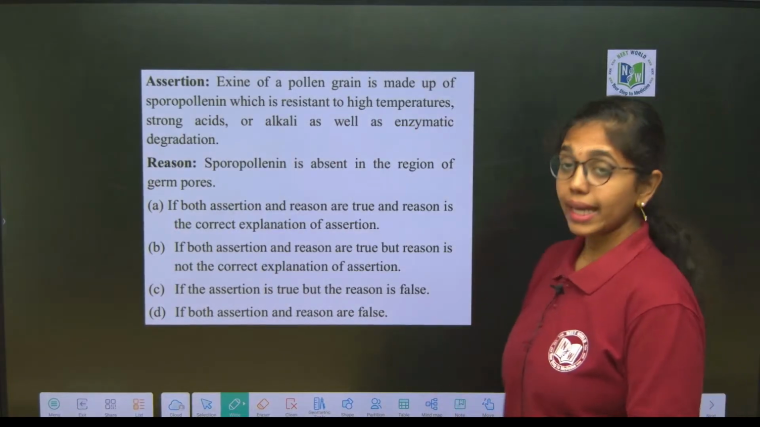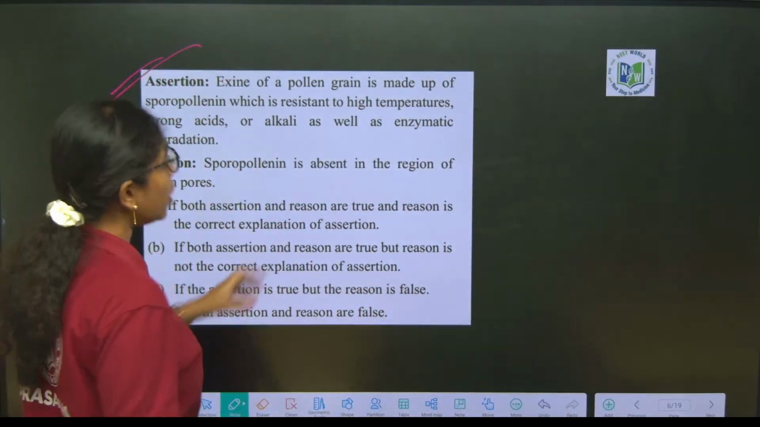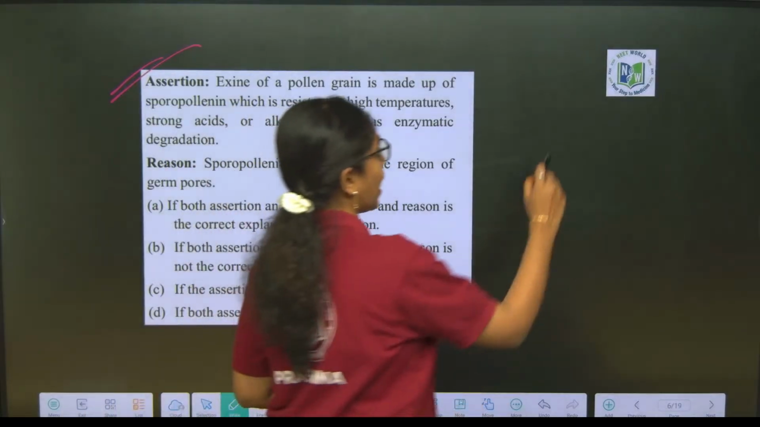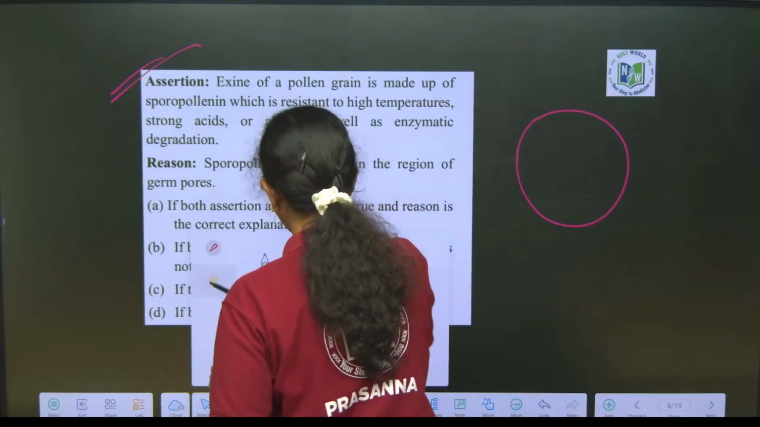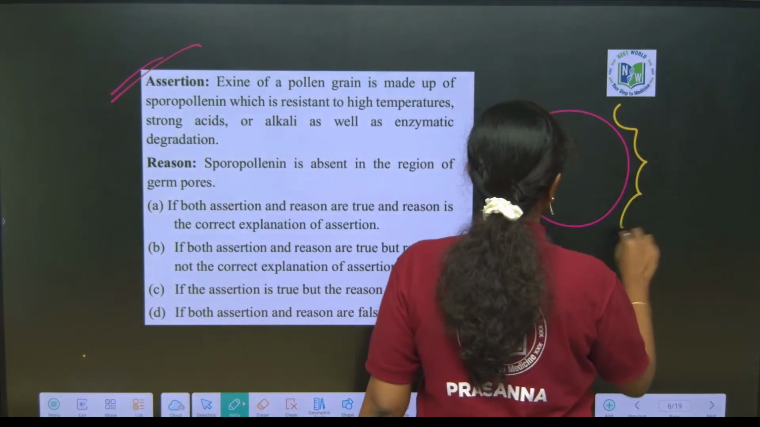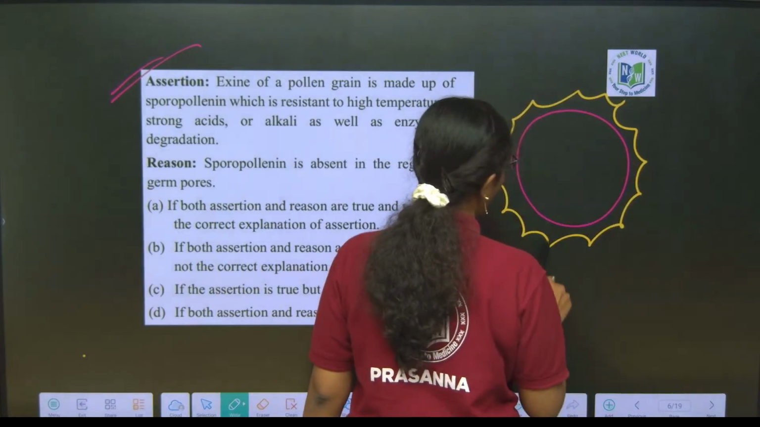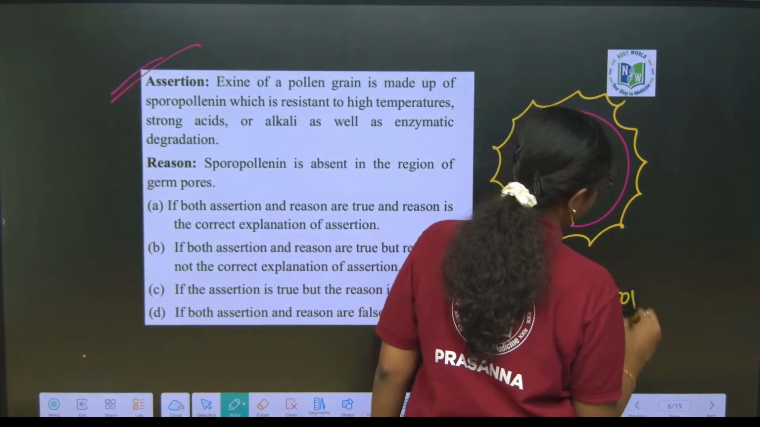Next, again an assertion-reason type of question. Look at here, this is about the pollen grain, exine and intine wall. The outermost wall layer of the pollen grain is exine. Exine is made up of sporopollenin.